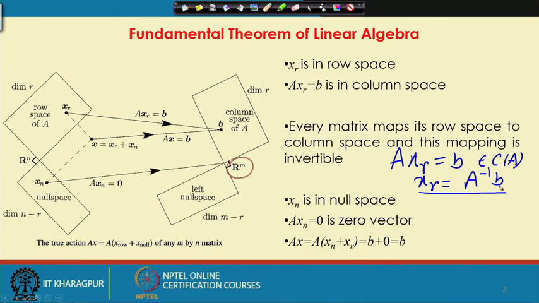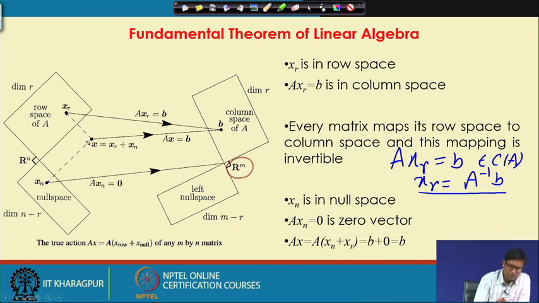So, A x n is the 0 vector, and A x, which is A times x n plus x r, is equal to 0 plus b, which is b. So, x n lies in the null space, x r lies in the row space, and the final solution x is the addition of the row space and null space components.